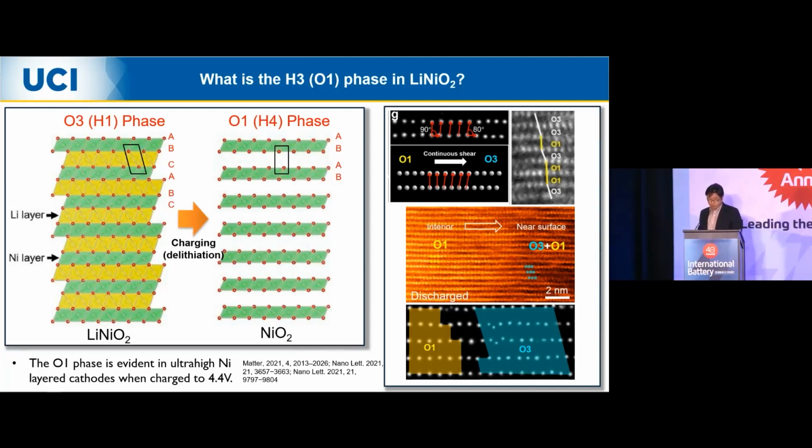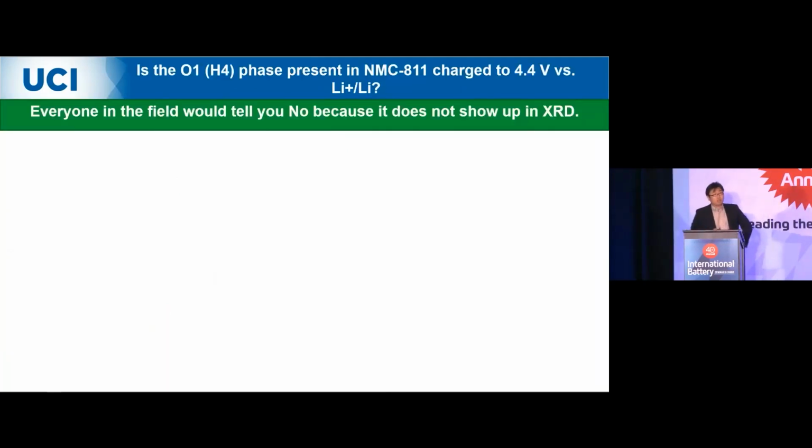So, well, that aside, I think a question that's worth asking is: is the O1 phase or the H4 phase actually present in A11 material that's charged to 4.4 volt? If you ask any wise person in this field, they will tell you no. The reason is that you don't see it in XRD, even in the highest resolution XRD.